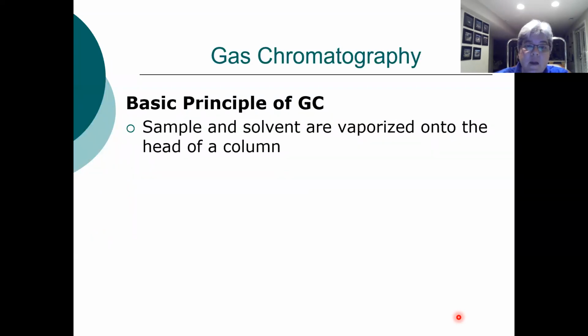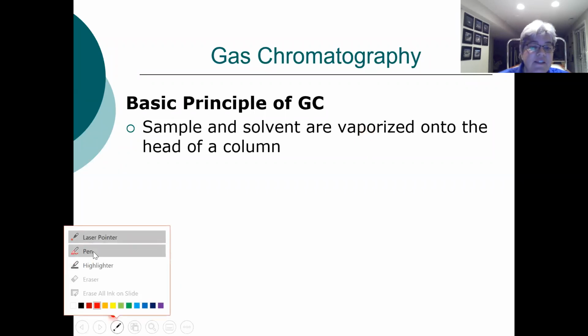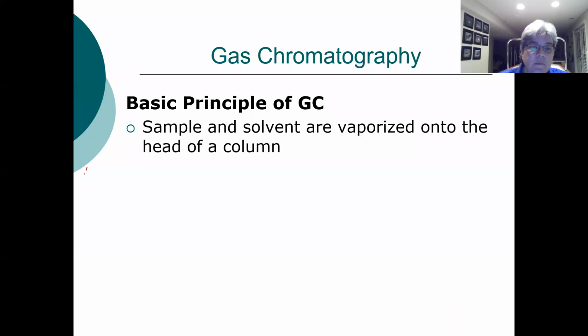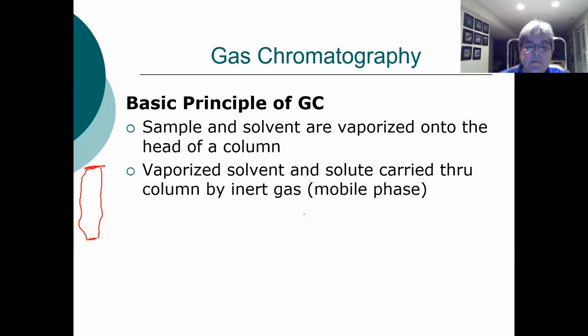In this kind of chromatography, the first thing you have to do is take your sample that's in a solvent and vaporize it. You need to turn it into a gas, and you need to get it on the head of the column. The head of the column simply means the beginning of the column. Down here at the end, any idea what that is? That's called the foot. So head and foot of the column. We get the sample into a gas phase and get it at the beginning of the column.